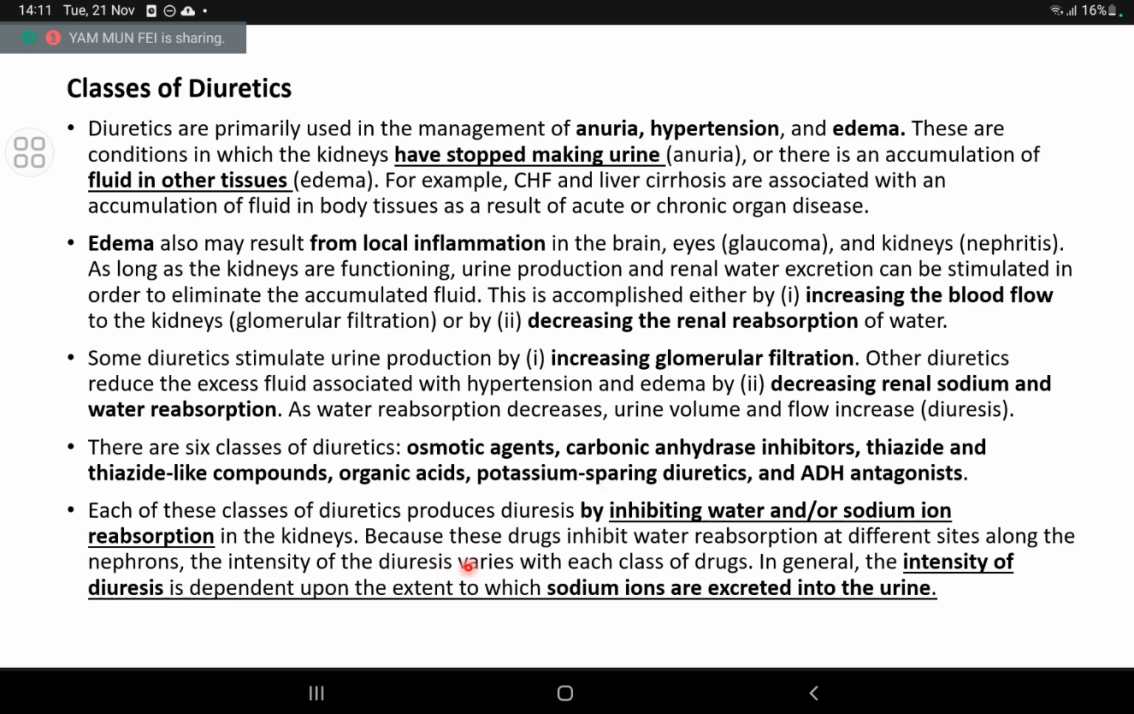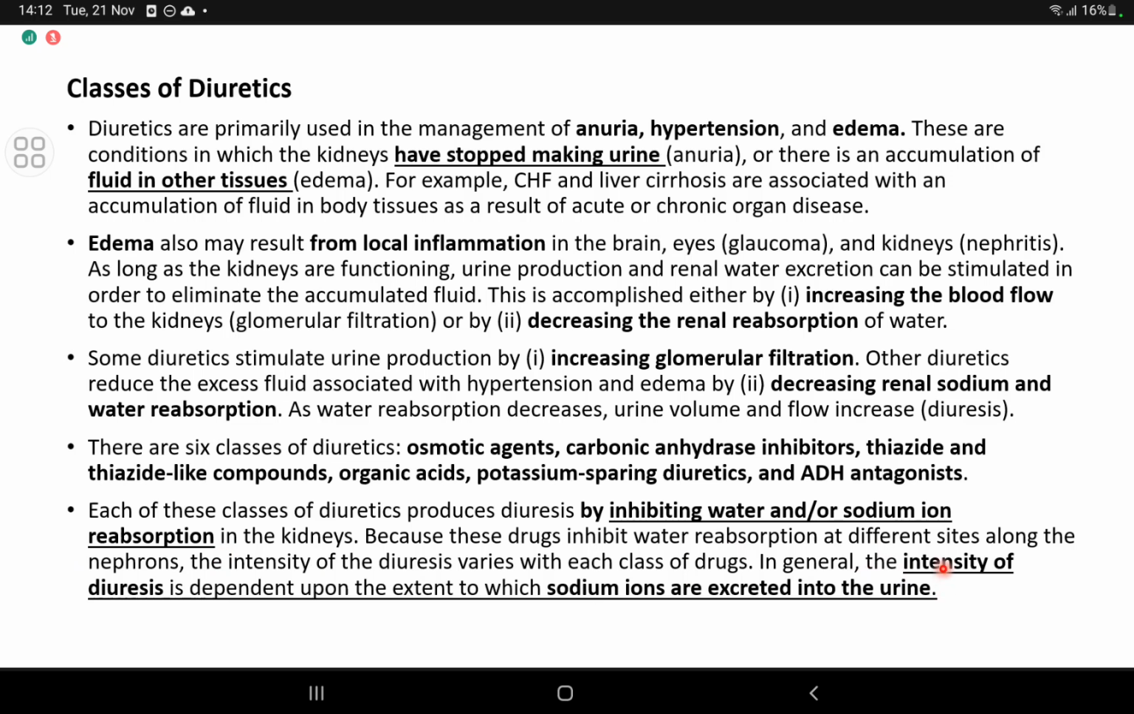So how are we going to determine which one is better than which one? It actually depends on the extent to which sodium ions are going to be excreted into the urine. Meaning the intensity of the diuretic depends on how much sodium is excreted into the urine. If, let's say, drug A is able to excrete more, it means that drug A is better than the others. Okay, quite clear. This is one of the concepts you need to understand.